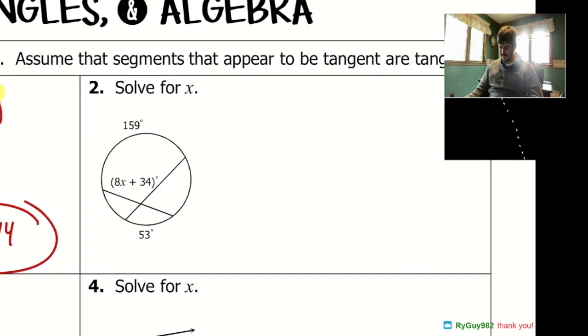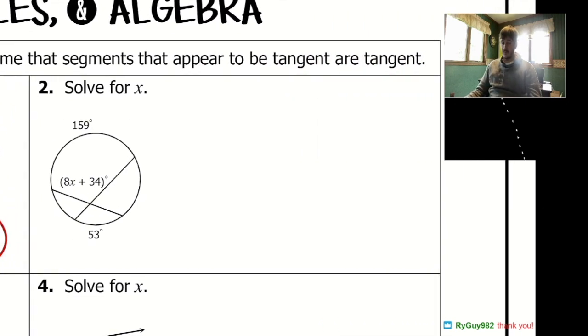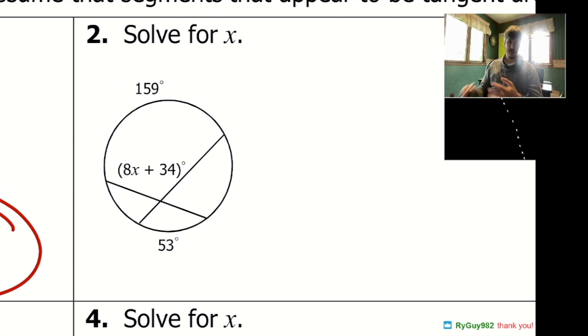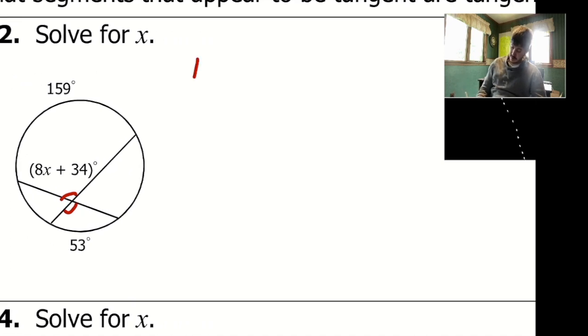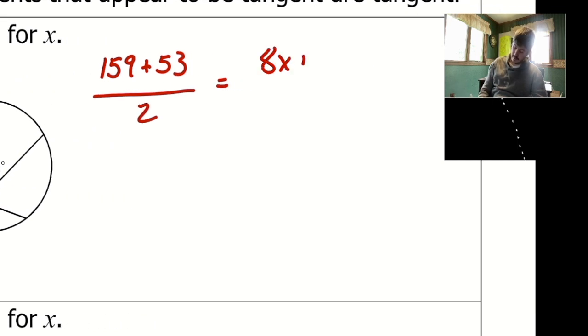Number 2, very similar diagram, therefore it's going to be the same rule. Make sure and identify everything in the diagram, make sure everything's in the right position that you would want. So the expression we know we're going to have to use to figure out x, but right here going across, they do give us the correct arcs that we would want, so you don't need to figure out anything else. So we're going to jump right into that rule, which says 159 plus 53 divided by 2 is equal to that angle. 8x plus 34 divided by 2. Oh, not divided by 2. I'm going to throw it over 1.